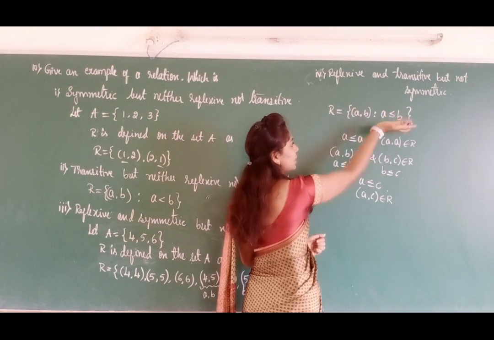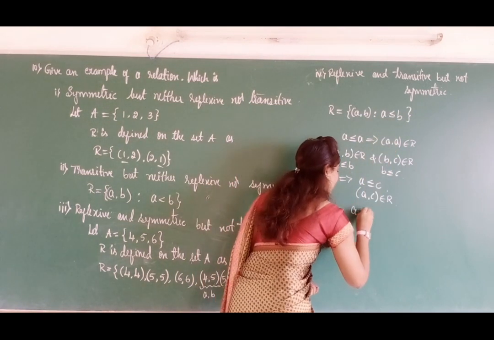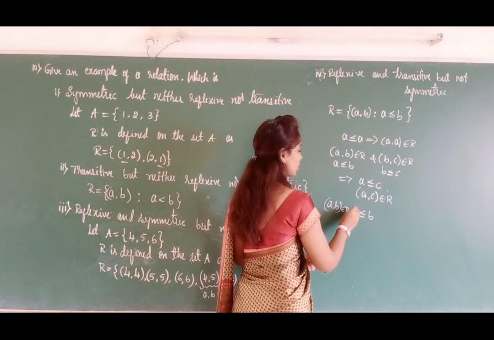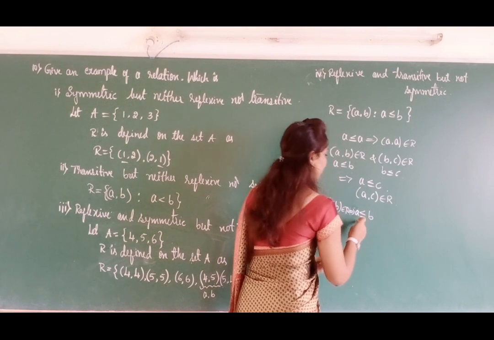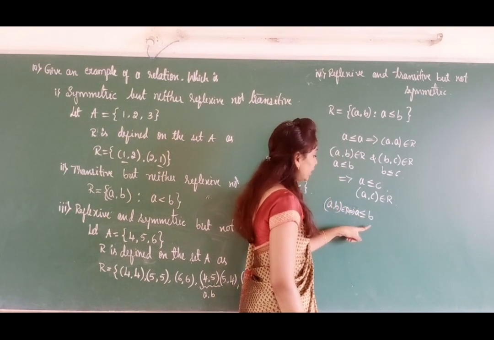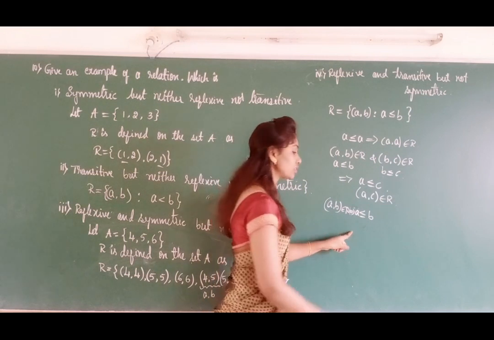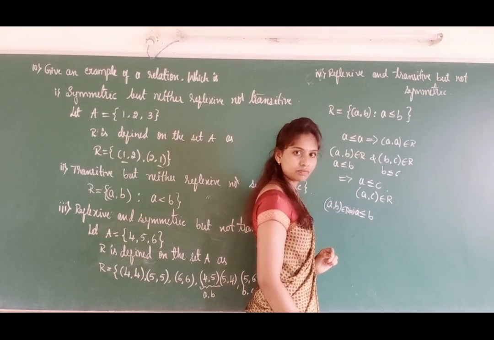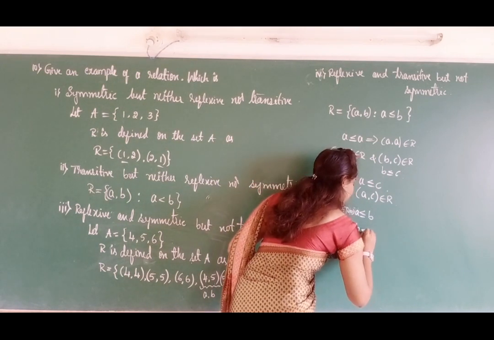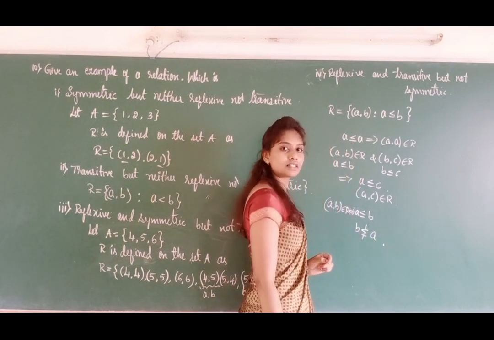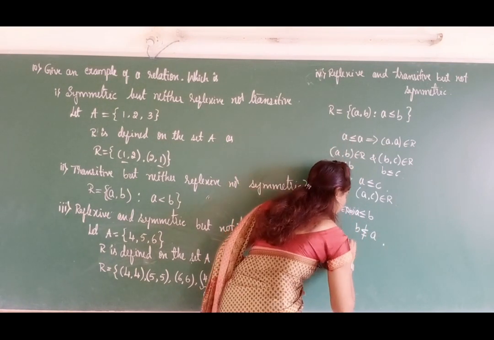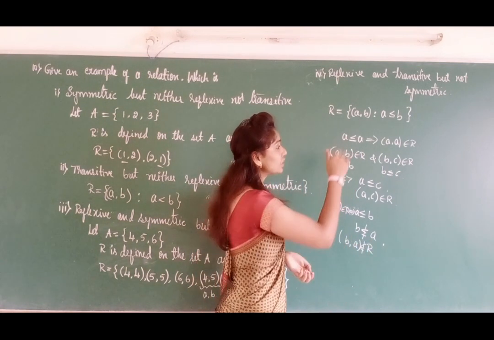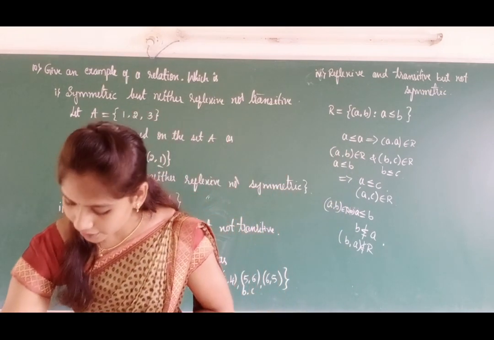This is not symmetric. Why is it not symmetric? For the ordered pair (A, B) belonging to R, this implies A is less than or equal to B. Is its reverse true? No, because A is less than or equal to B means obviously B is greater than A, not less than A. That's why B is not less than or equal to A. Therefore, ordered pair (B, A) does not belong to R. Therefore, R is not symmetric. Is it clear? Now move on to the next question.